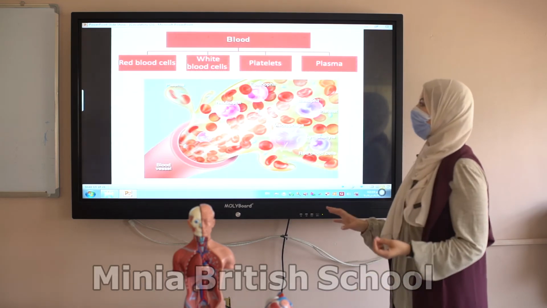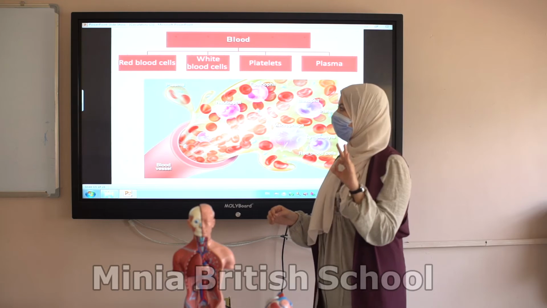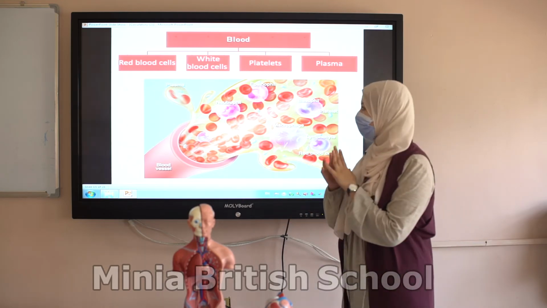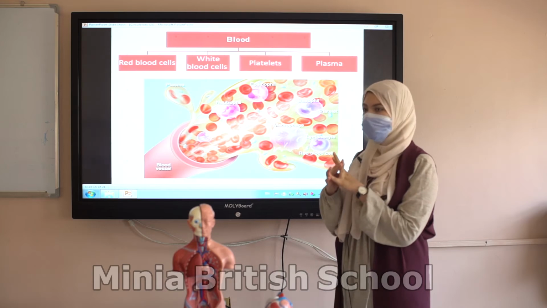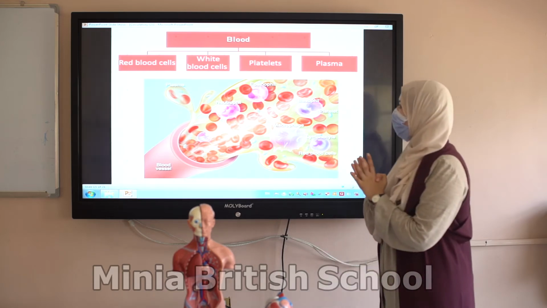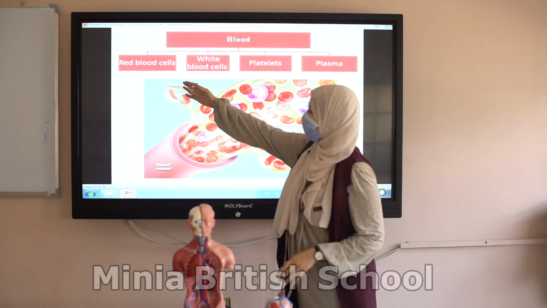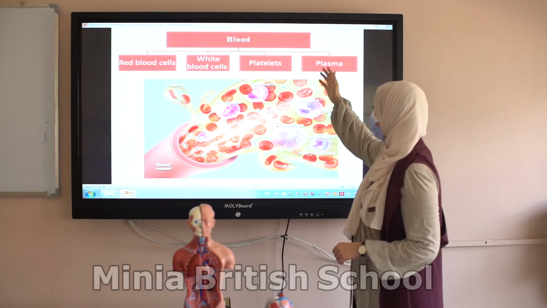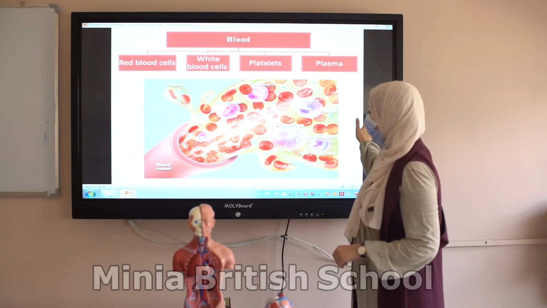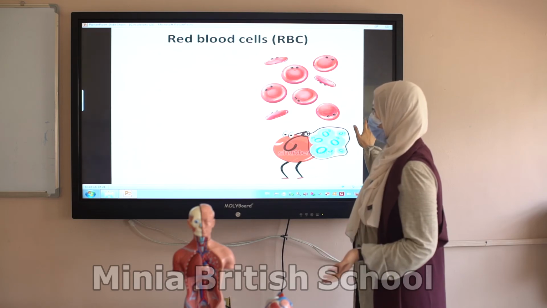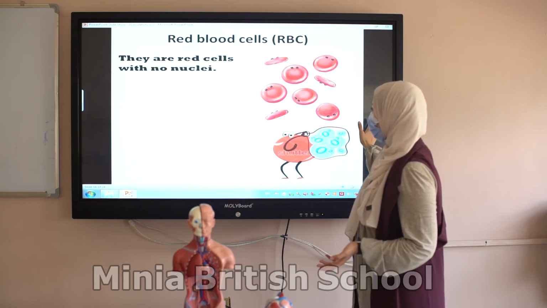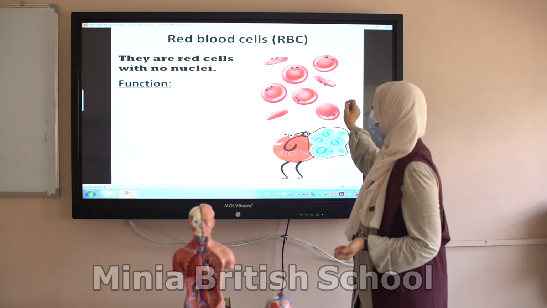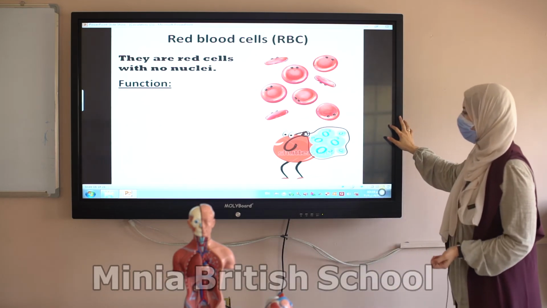Let's know about the blood, the third component of the circulatory system. We talked about the heart and the blood vessels, and now the blood. The blood consists of red blood cells, white blood cells, blood platelets, and plasma. Let's know about the red blood cells. They are red cells with no nuclei, like this.